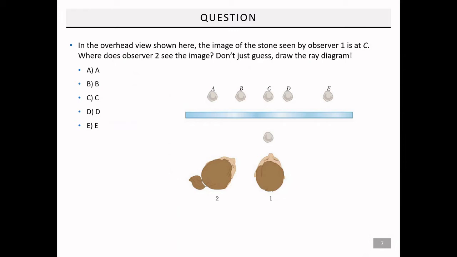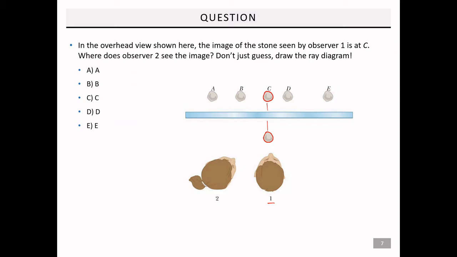In this question, you have two observers. Observer 1 sees the rock in the mirror, and for observer 1, the image is located at position C, directly behind the mirror. The question asks, where does observer 2 see this image?